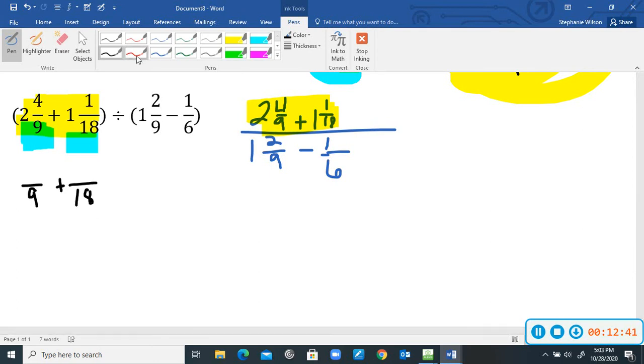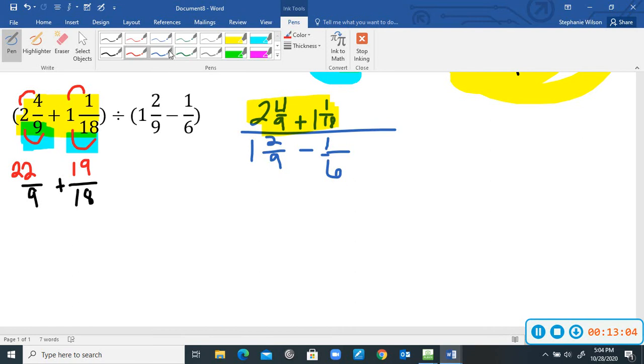So next I say, okay, 9 times 2 is 18. 18 plus 2 is 22. Okay, then I said 18 times 1 is 18. 18 plus 1 is 19. Alright, so we're almost done here. So let's keep going straight down. That way we can keep them in line.